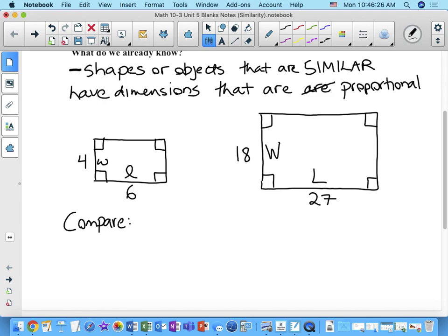Okay? Okay. So I'm going to compare. Let's say I compare width to width. And I'll do it in a fraction. And I'm going to compare length to length.